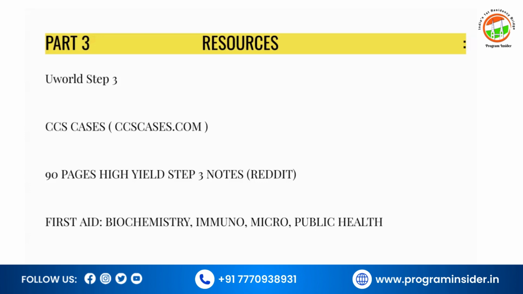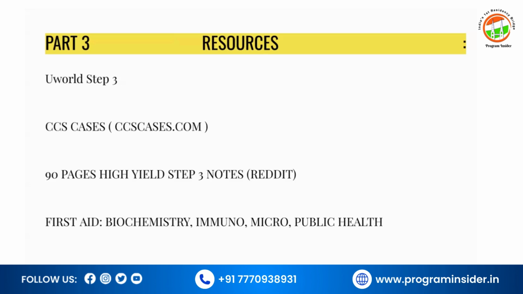Beyond these resources, go on Reddit and search for the 90 pages high yield Step 3 notes. When you are doing each and every system, just go through these notes. They're very concise, very helpful, and you can even revise them during the dedicated period when you're studying. So go for it.